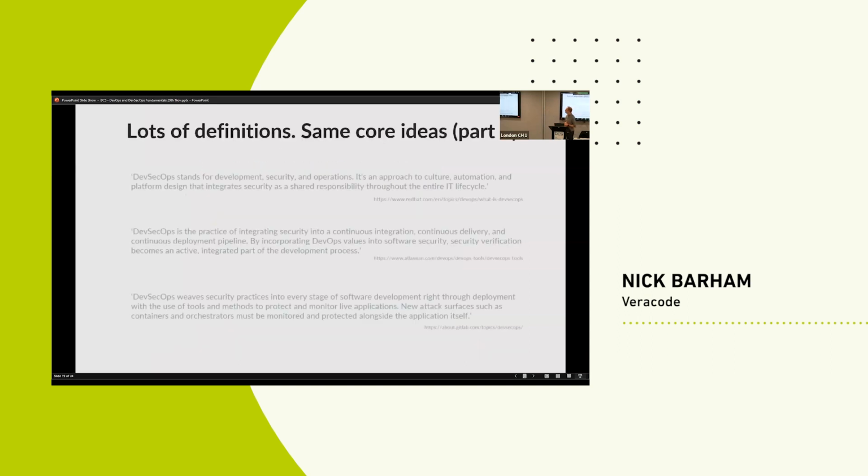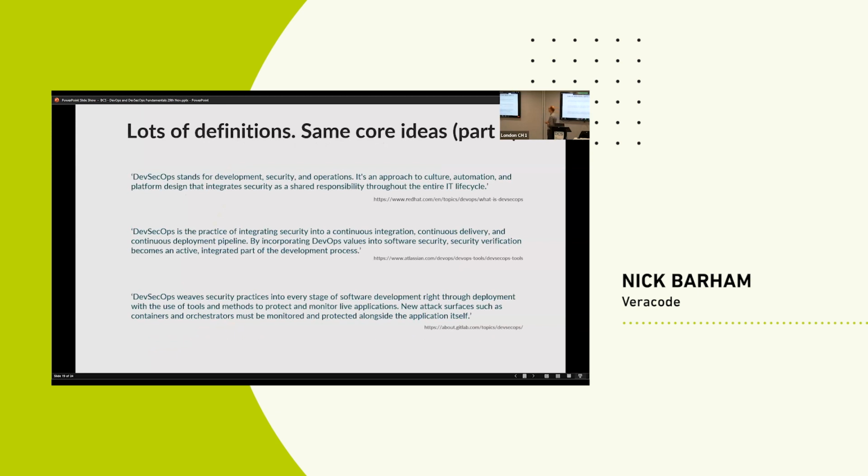So again, lots and lots of definitions for DevSecOps. This is just intended to, again, emphasize the fact that there are lots of definitions, but they really do have these kind of same core ideas. But of course, the principles that I think are most important are just really considering security as part of this overall cultural shift, and just getting people to think a little bit more securely about what they're doing.